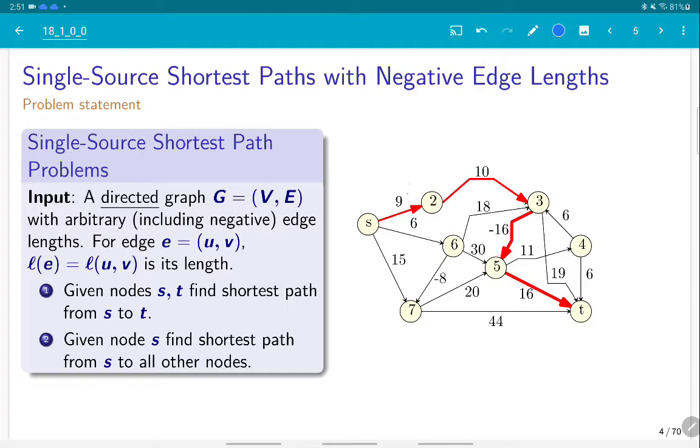And as you can see, you pay 9, 10, then minus 16. Right, so 3 overall and 16. So the length of the red path is 19. Right?